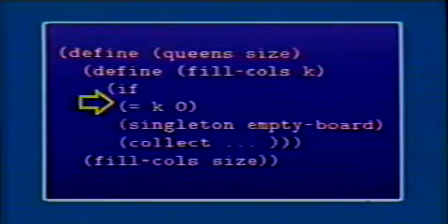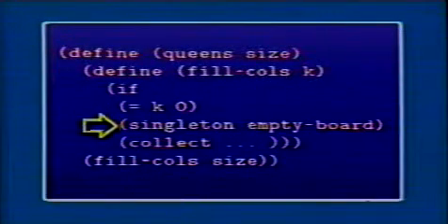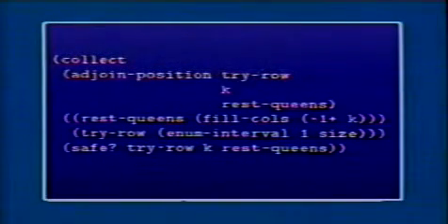If k is equal to 0, well, then I don't have to put anything down. So my solution is just an empty chessboard. Otherwise, I'm going to do some stuff. And I'm going to use collect. And here's the collect. I find all ways to put down queens in the first k minus 1 columns. Imagine I have this tree down to k minus 1 levels.